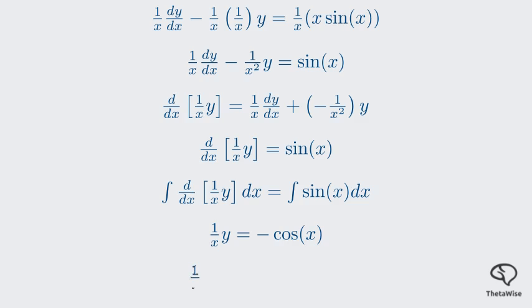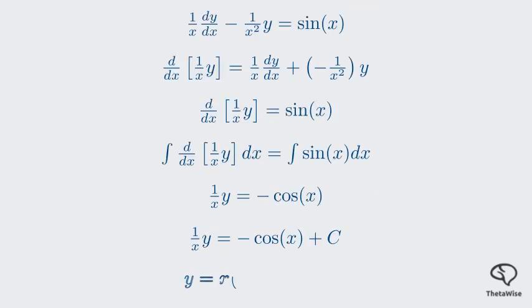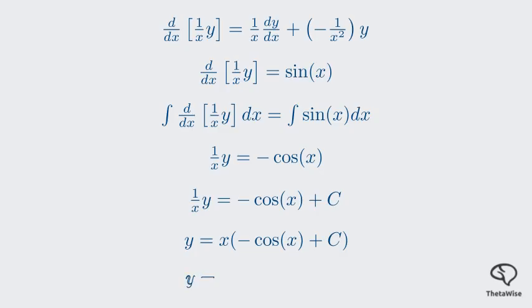So our equation becomes 1 over xy equals cos x plus c. To solve for y, we just multiply by x. This gives us y equals negative x times (cos x plus c). This is the general solution to our differential equation.